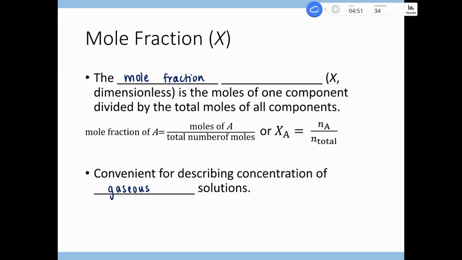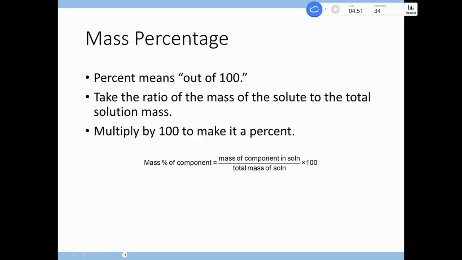Like the air, the atmosphere has nitrogen, oxygen, carbon dioxide, argon, a bunch of different gases. So we can describe the mole fraction of one gas relative to everything else that's present. So this is mole fraction, and then we have, what's next? Mass percentage next, and then we'll do some learning checks.